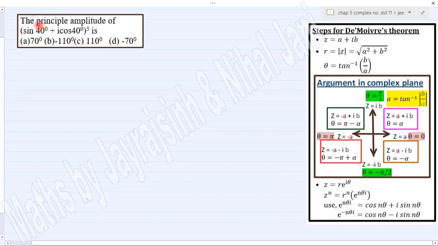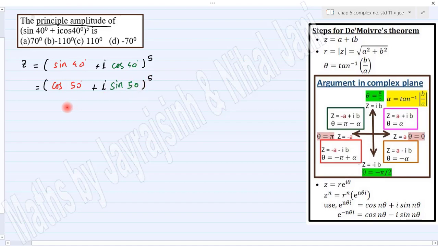In this question, you have to find the principal amplitude of our complex number (sin 40° + i cos 40°) raised to 5. For applying De Moivre's theorem, we need sine within the multiplication of i and cos in a real part. So let's say this sin 40 is actually cos(90 - 40), or we can say cos 50 degree. Similarly, your cos 40 degree will become sin 50 degree, whole raised to 5.